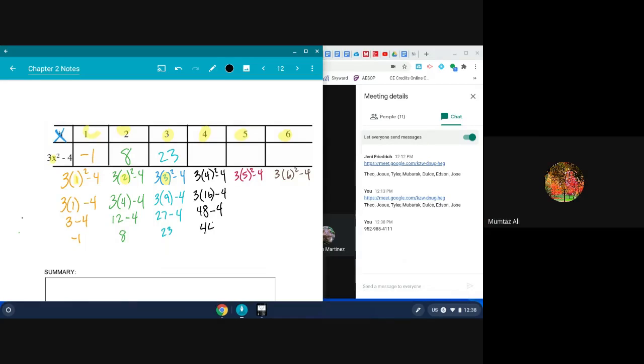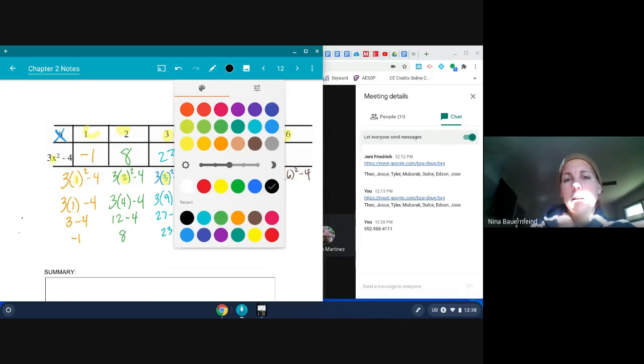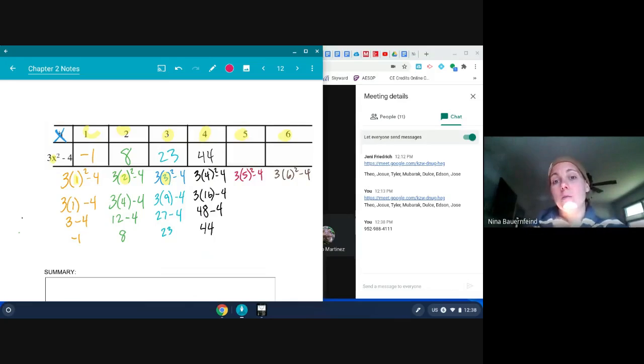Okay, thank you. Yep. So 48 take away 4 is 44. Okay. I'm going to rip through this pink one, and then I'll ask you guys if you can try the last one by yourself. So this one is 3 times 5 squared minus 4. 5 squared is 25, 3 times 25, that's like 3 quarters, that's 75 cents. Take away 4. 75 take away 4 is 71.